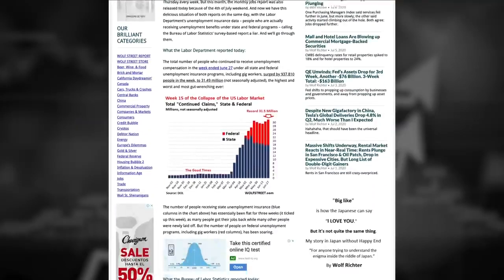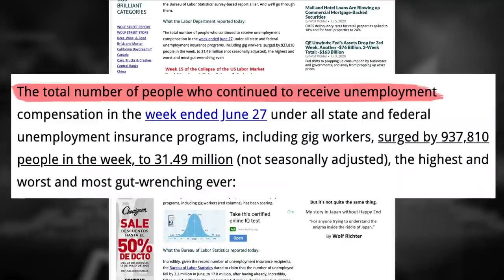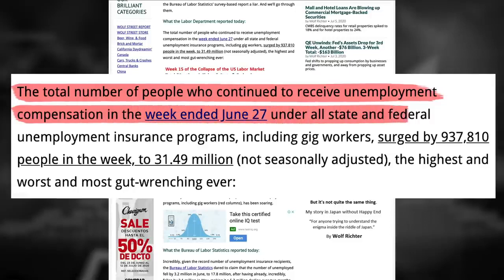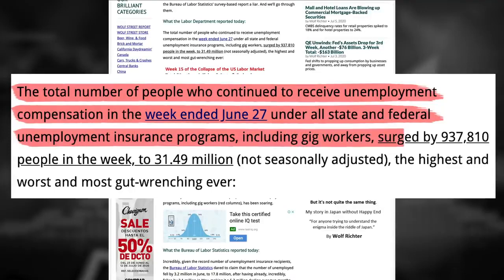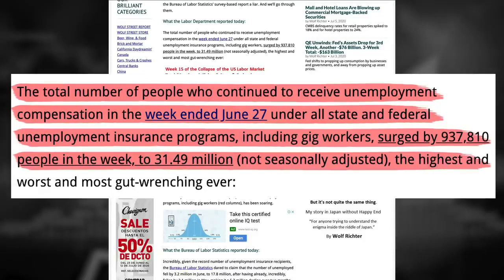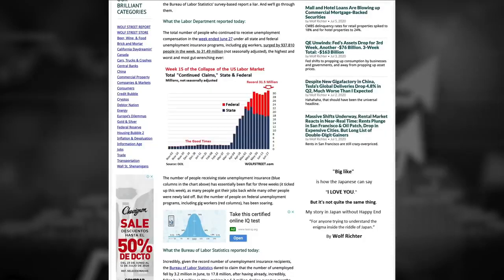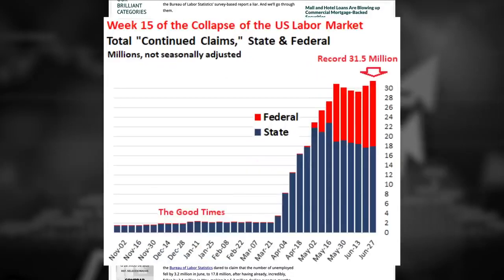The total number of people who continued to receive unemployment compensation in the week ending June 27th under all state and federal unemployment insurance programs, including gig workers, surged by 937,000 people in 1 week to 31 million, the highest and worst and most gut-wrenching ever. Yeah, that's one way to put it for sure. And you can see what he's talking about in this chart.